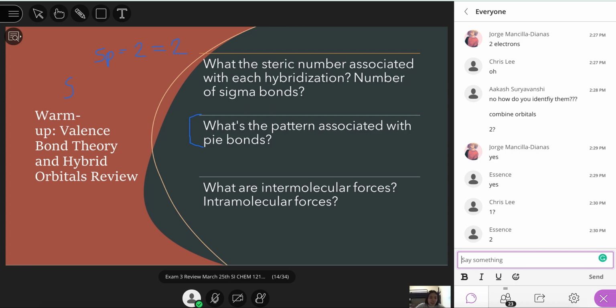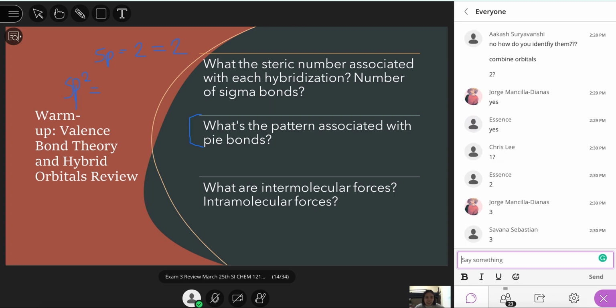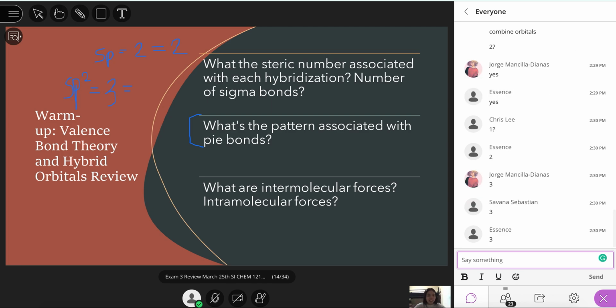And then what about SP2? What's the steric number? Does anyone know? What's the steric number of SP2? 3, yes, exactly. And then the sigma bonds, because I think some of you didn't know this, it just goes in order. Again, it's 3 and 2. So it just goes in order, basically.